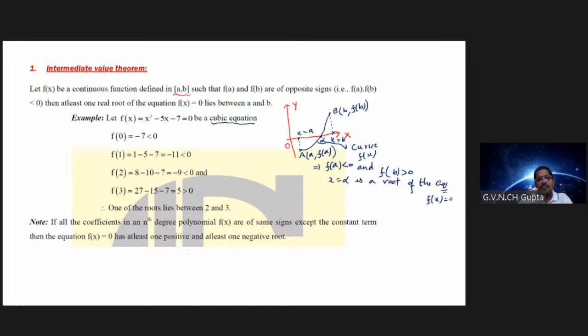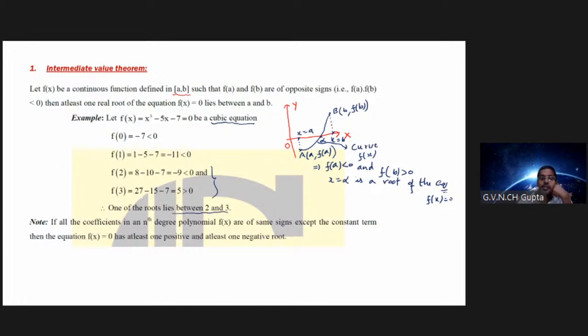Similarly f of 2 simplifies to minus 9, which is less than 0. So continuously we are getting less than 0. We'll try one more value. F of 3, we got 5, greater than 0. So these are two consecutive function values, between the two consecutive integers 2 and 3. So f of 2 and f of 3 are of opposite signs. Definitely this cubic equation has one of its roots between 2 and 3.